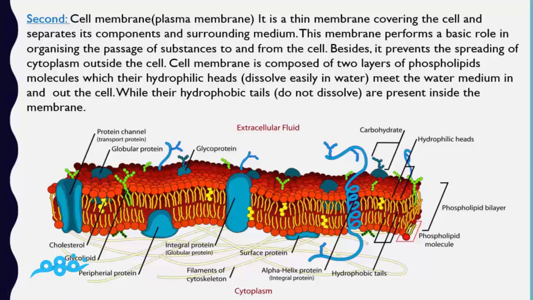The cell membrane is composed of two layers of phospholipid molecules, whose hydrophilic heads, which dissolve easily in water, meet the water medium in and out of the cell, while their hydrophobic tails, which do not dissolve in water, are present inside the membrane, as we see here in this figure.